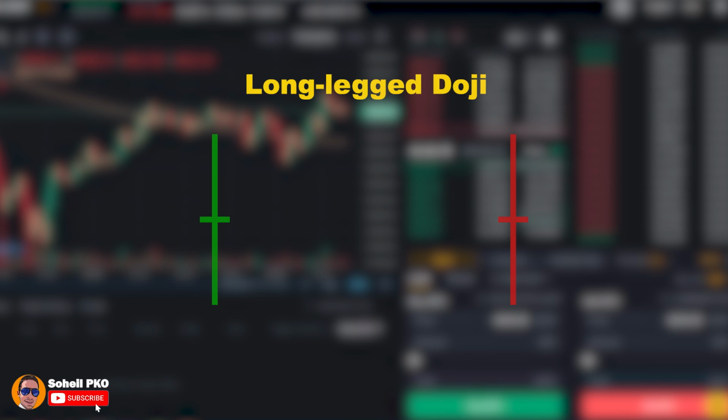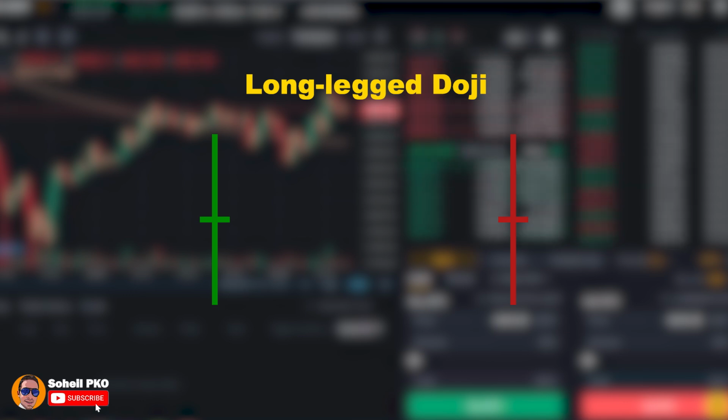And long leg doji is similar to plus sign doji but with long shadows. Compared to plus sign doji, buyers and sellers were more active, and each of them had the control of the price for some time and could push the price up and down significantly. But finally there was a standoff and the price closed approximately in the opening level, and this shows indecision among buyers and sellers.